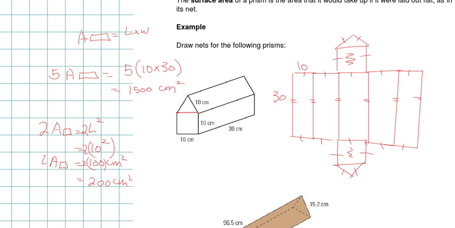Are we okay with that? What else is missing? The 2 triangles. What's the formula for the triangle? For the area? Base times height divided by 2. Okay? So let me look at the triangle for a second.